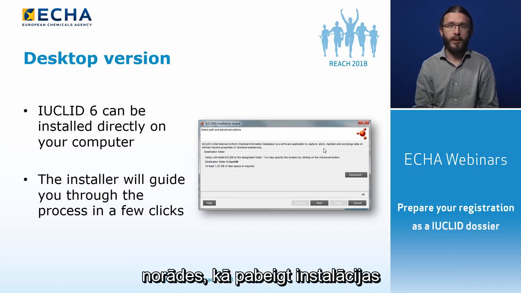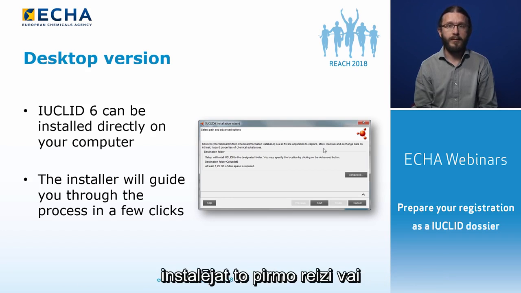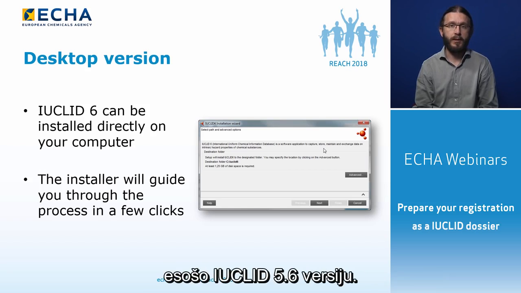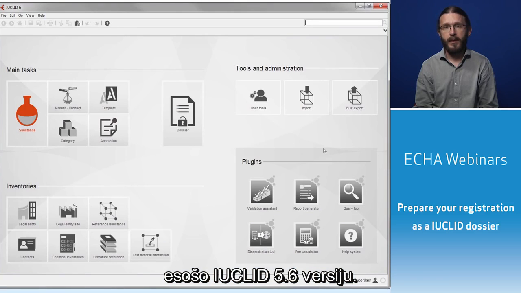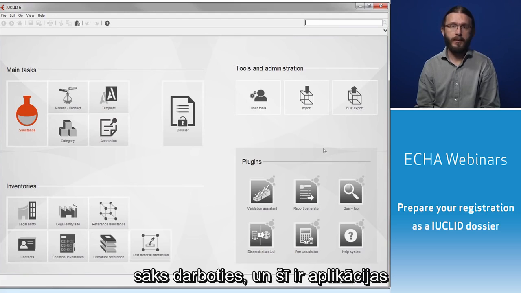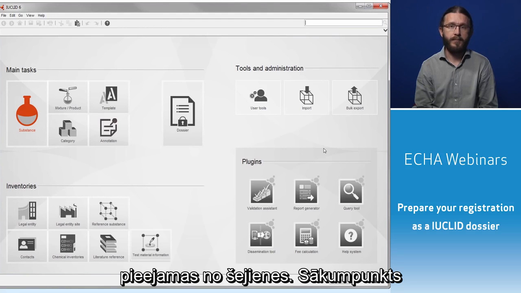The installer will guide you through the installation process in a few clicks, whether you are installing IUCLID for the first time or whether you want to upgrade your existing IUCLID 5.6 software. At the end of the installation, IUCLID 6 will start, and this is the home page of the application. Let's have a look at the most important functions available from here.